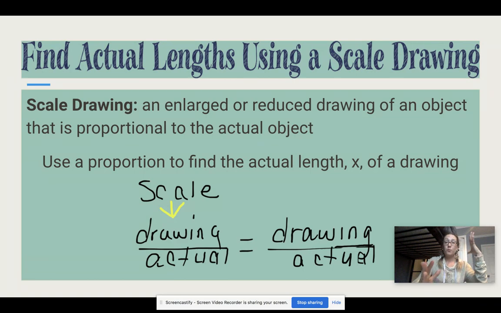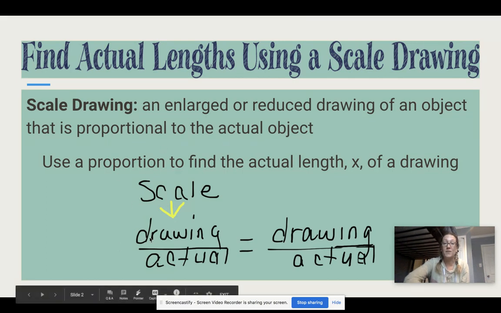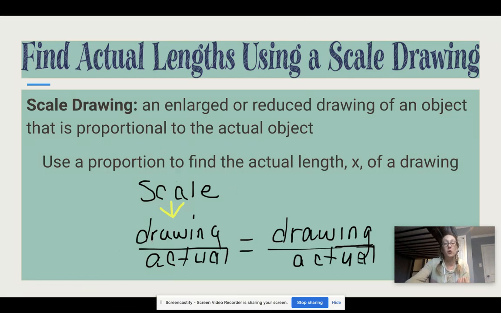So a scale drawing is either an enlarged or reduced drawing of an object, but it's still proportional, meaning you can use a proportion to help you figure it out. So the way we set up our proportion is drawing over actual is equal to drawing over actual. And the way we taught it in class was for you to put the scale over on that left-hand side, and they will tell you what the scale is. Once we have our proportion, we can cross multiply, divide, and figure out our answer.